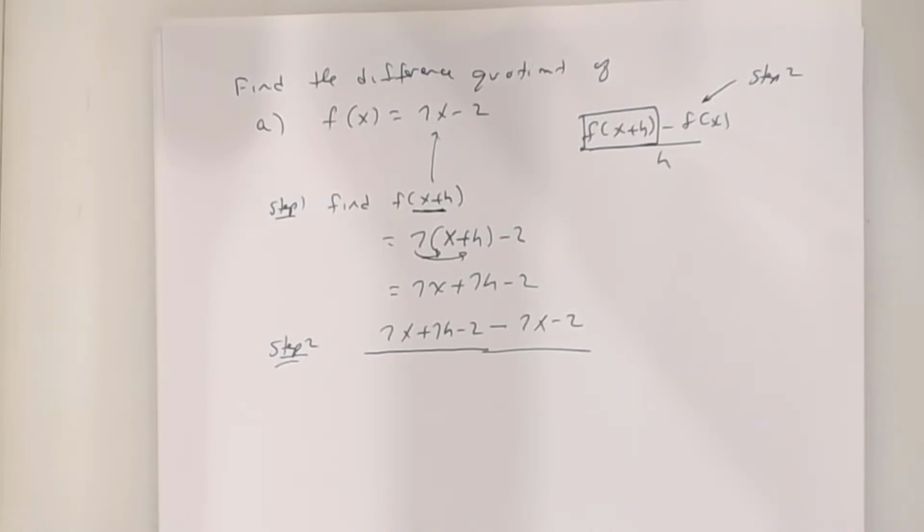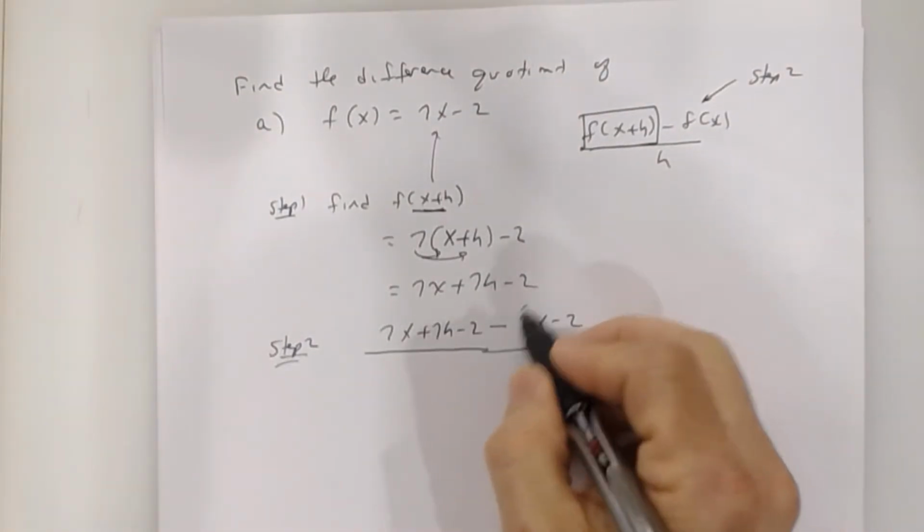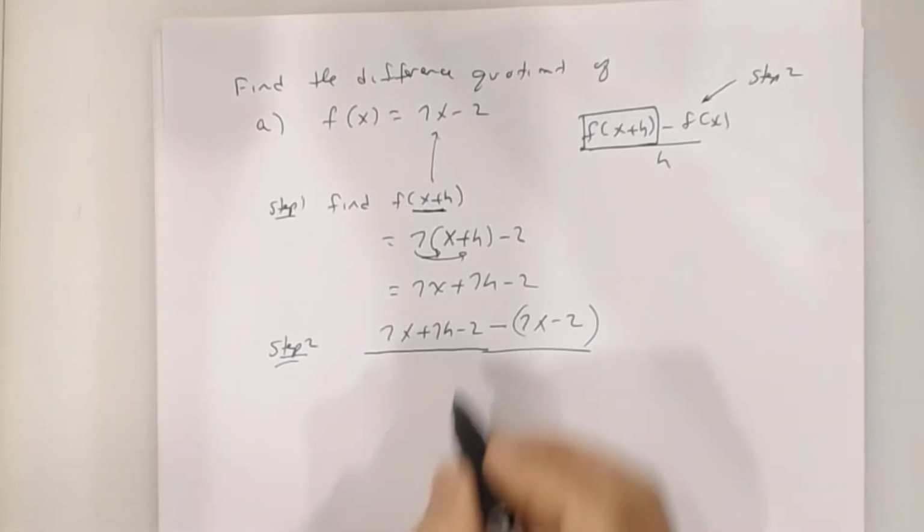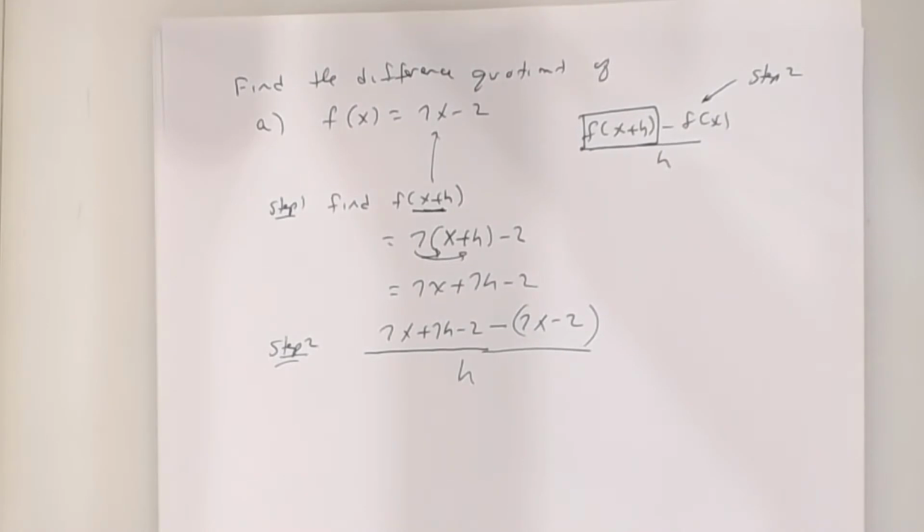F of x. And what is f of x? So what should I do? Parentheses. Okay. And now let's put that all over h. Okay, so that's where I'm at. So step 1 is just finding that first little part of the numerator, and then step 2 is just putting it all together.